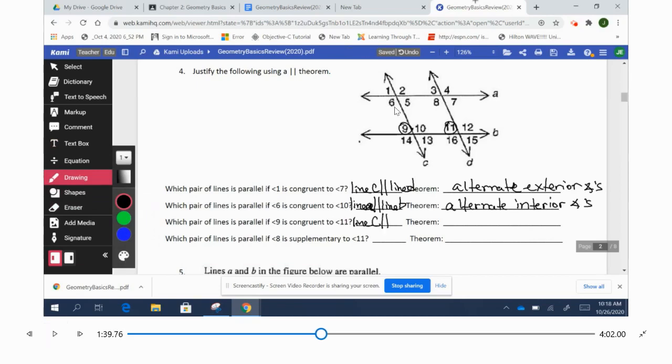All right, 9 and 11 are corresponding if C and D are the lines cut by transversal B. Since those are congruent, when corresponding angles are congruent, lines C and D would be parallel.